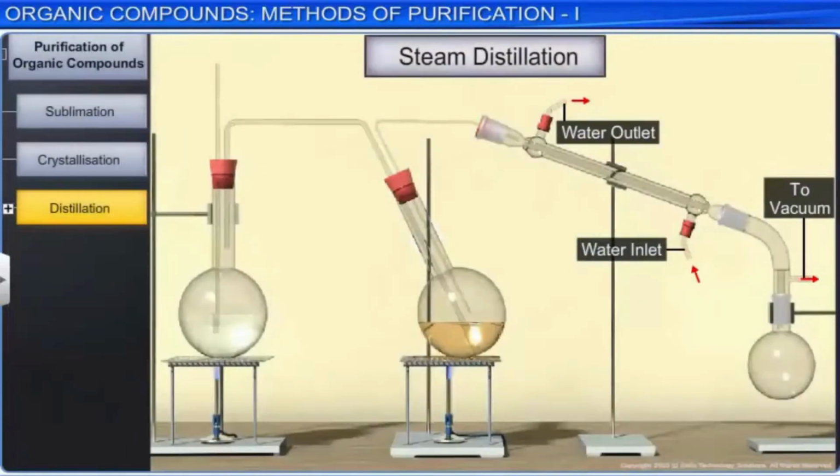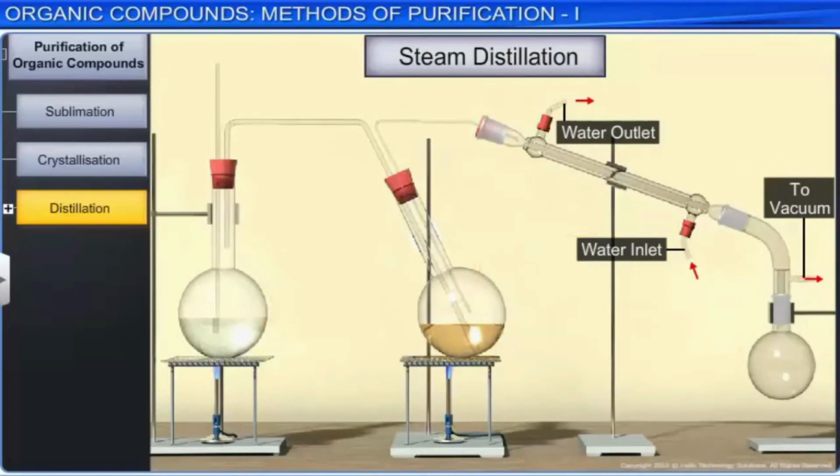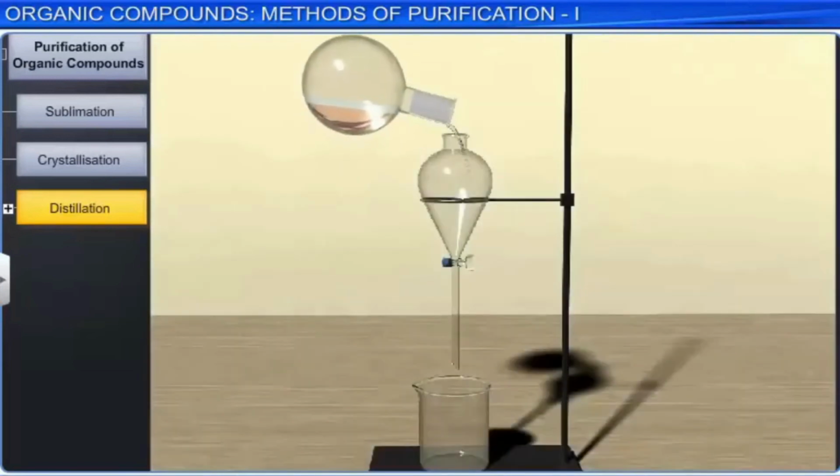Another distillation process, steam distillation, is used to separate substances that are immiscible with water and steam volatile. That is, they get evaporated when steam is passed through them. In this process, the liquid to be distilled is kept in a heated flask and steam from the steam generator is passed through it. The mixture of the steam and the compound is condensed and collected. The compound is separated from water using a separating funnel.